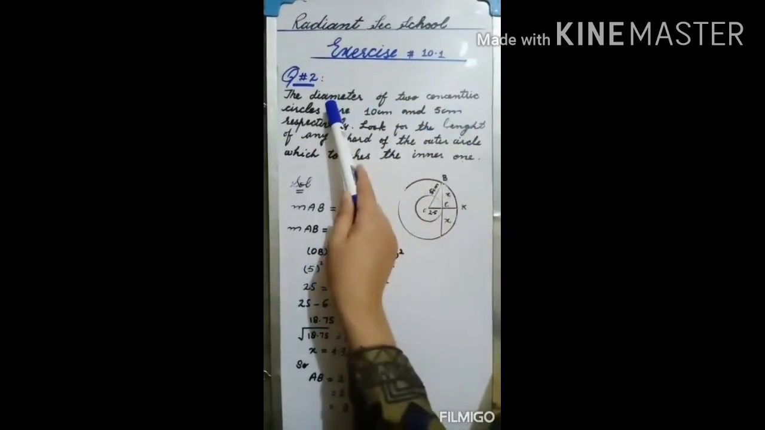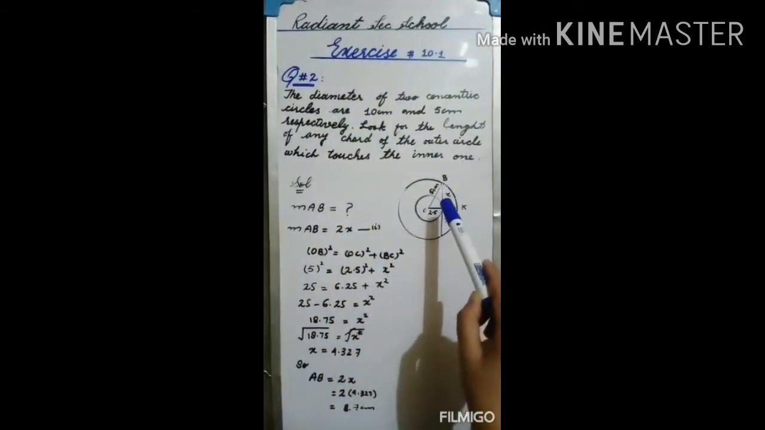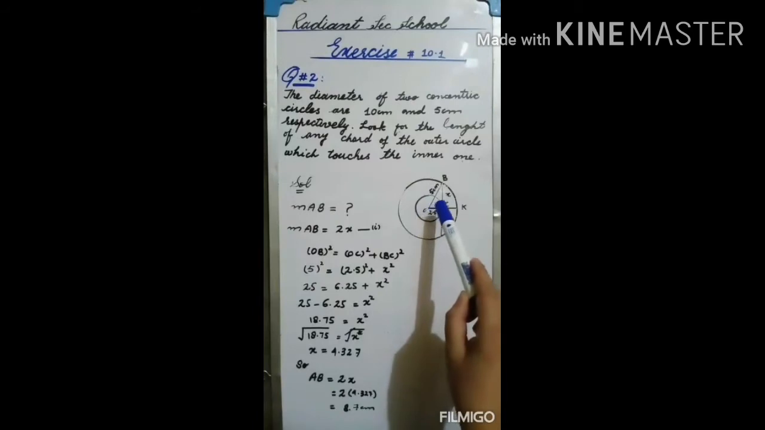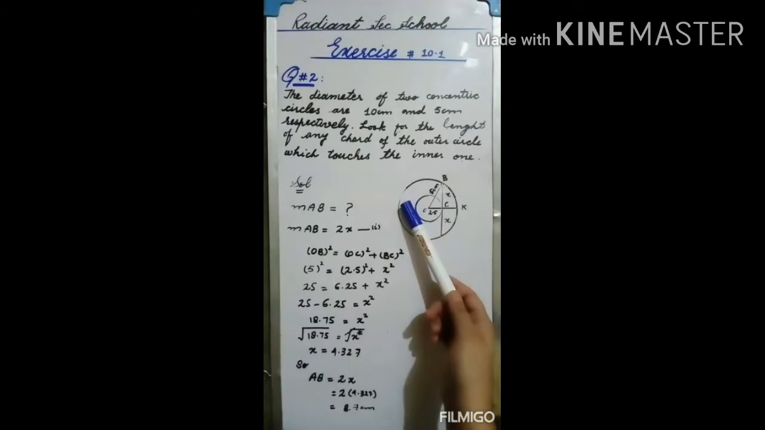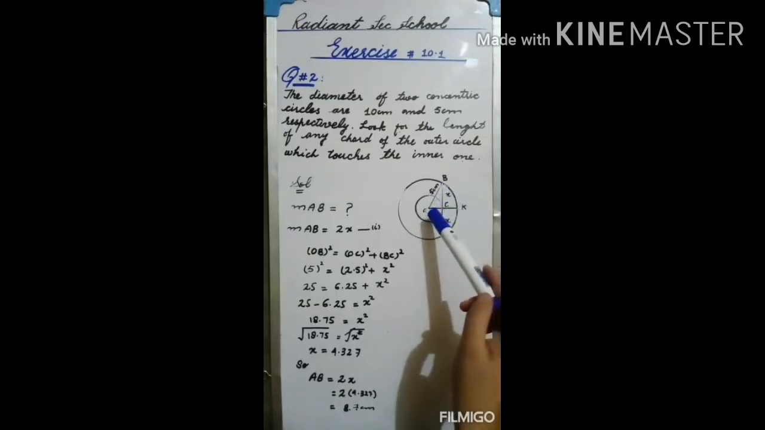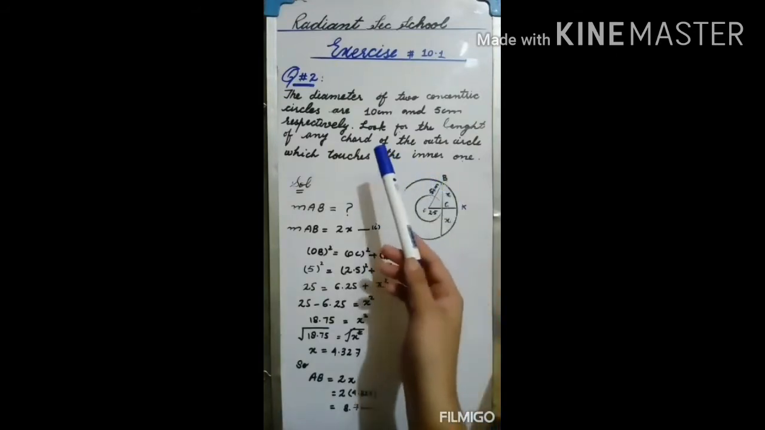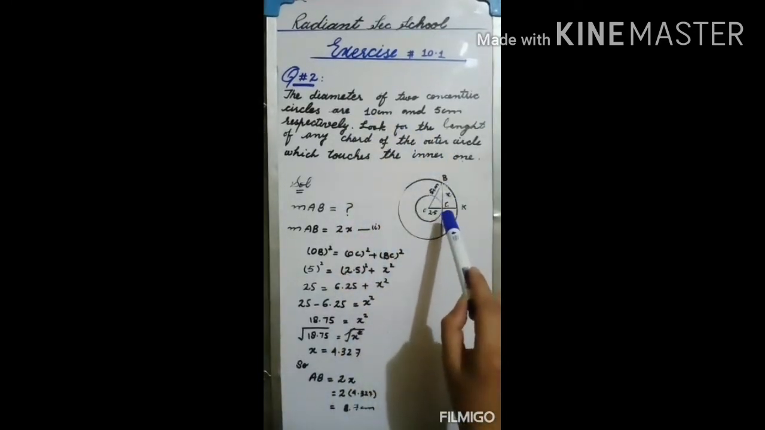Now all of you know about the diameter. Now what are concentric circles? Concentric circles are those circles whose center is the same. Now we are having two circles. One of the circles is smaller and one is bigger. Both the circles have the same center, that is O. Circles having the same center are called concentric circles. Now the diameters are given. One diameter is 10 centimeter and the other diameter is 5 centimeter.